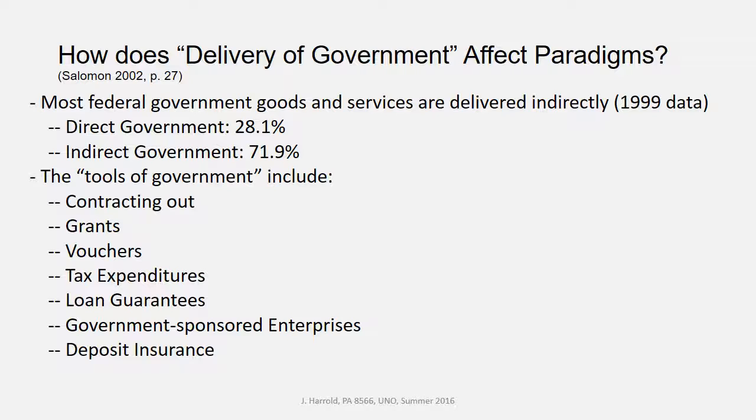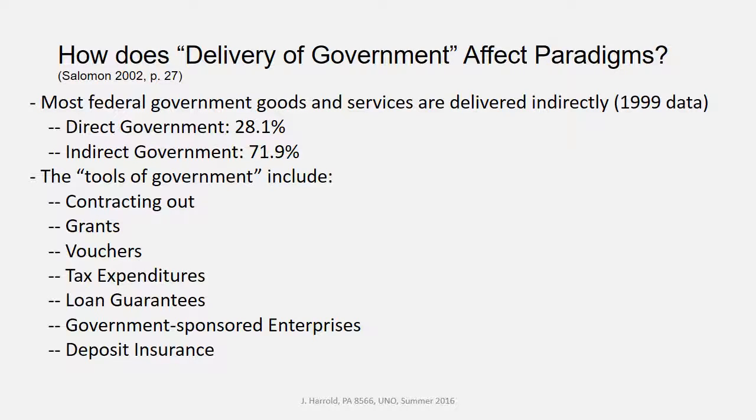And this comes from this article by Solomon, which is an optional reading. But what he talks about, and you might want to, he has a few tables in the reading that you can glance at. What he talks about, and this was even in the 1990s, is that the federal government mostly doesn't deliver its goods and services by itself. In his research, he found that what he called direct government, that is the government spending money and delivering some product, only accounted for about 28.1% of federal expenditures. Indirect government accounted for about 71.9% of federal expenditures, and that happened through different tools.